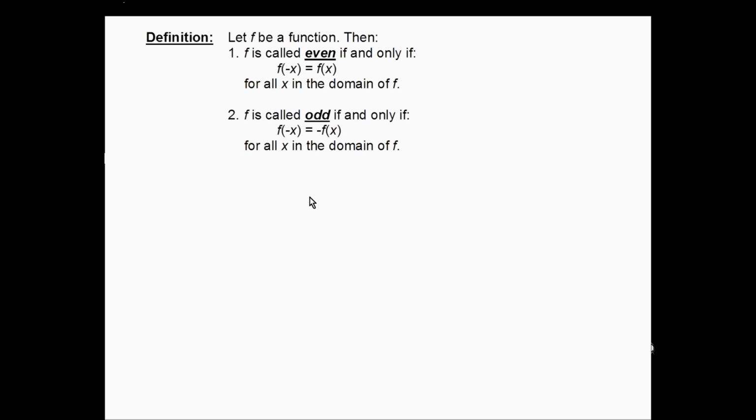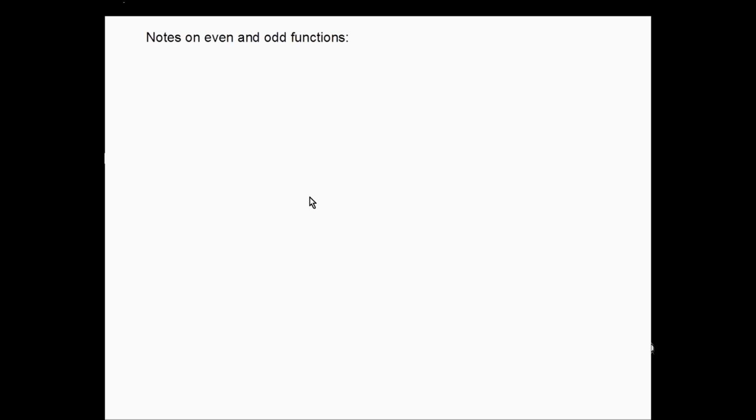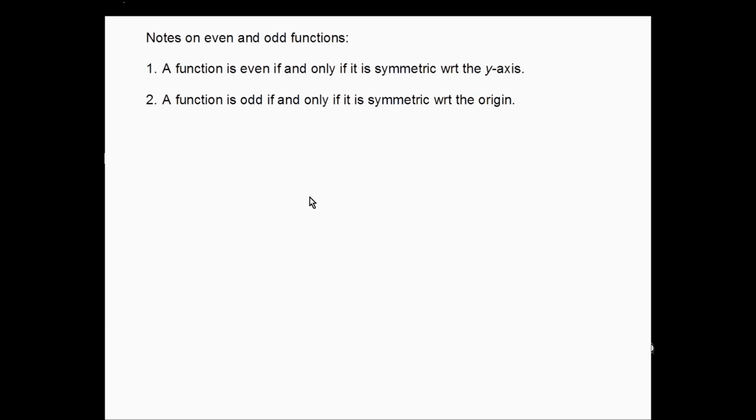Okay, some notes on even and odd functions. Number one, a function is even if and only if it is symmetric with respect to the y-axis. The classic example is f of x equals x squared. Number two, a function is odd if and only if it is symmetric with respect to the origin. Now most students will think, oh, f of x equals x cubed is the classic example. There's actually one that's much simpler, just f of x equals x. So for the classic even, it's f of x equals x squared. For the classic odd, it's f of x equals x.